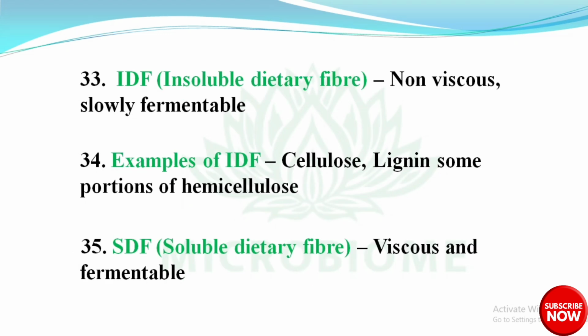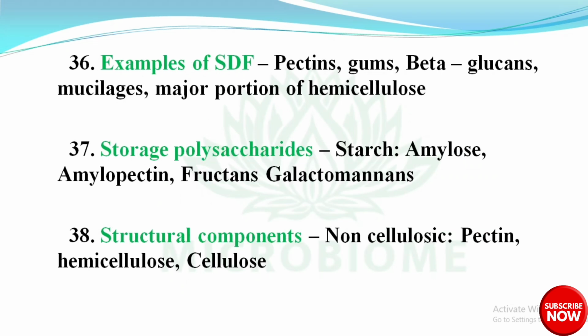And next, IDF, insoluble dietary fiber. It is non-viscous and slowly fermentable. Examples for IDF are cellulose, lignin and some portions of hemicellulose. Then about SDF, soluble dietary fiber. It is viscous and fermentable. The examples are pectins, gums, beta-glucans, mucilages and a major portion of hemicellulose.